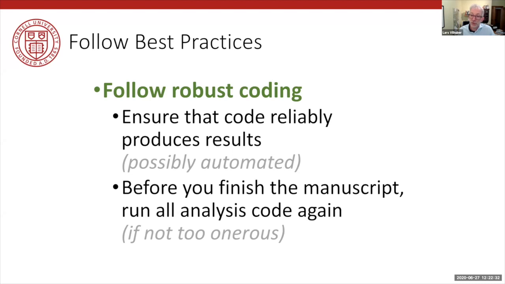Here's the other big thing that we constantly run into. Please follow robust coding practices. Robust means that they reliably reproduce results, ideally in an automated way, and that you don't build up the results over time, modifying things along the way in ways that are not reproducible. Ideally, if it's not too onerous, rerun the entire code at the end. And if you think that that's a lot of work, then you probably didn't do the coding right, because we're going to go through the same amount of work.